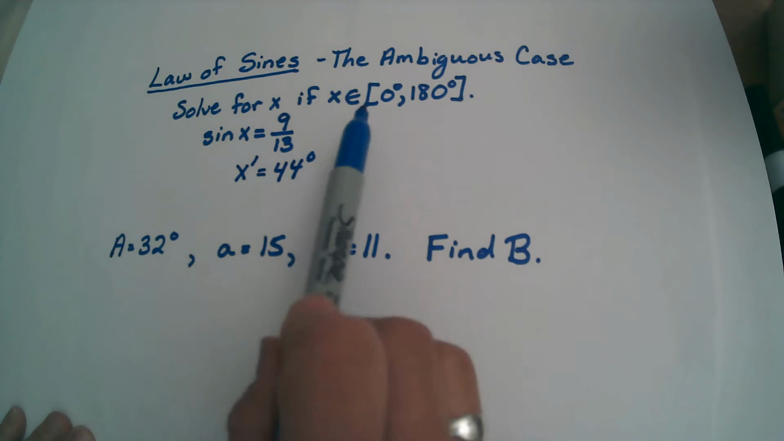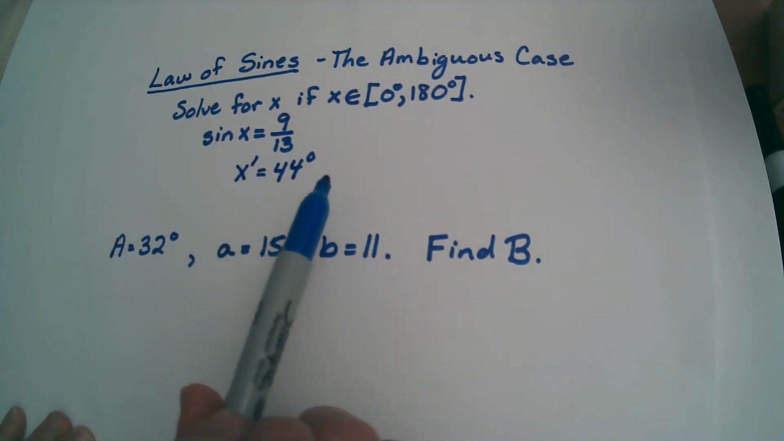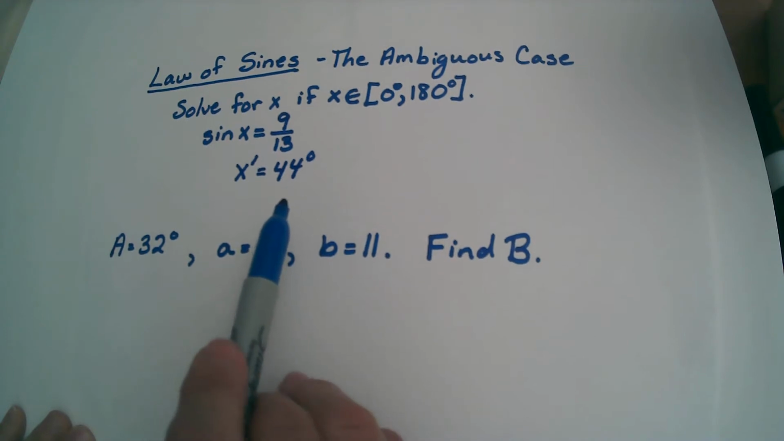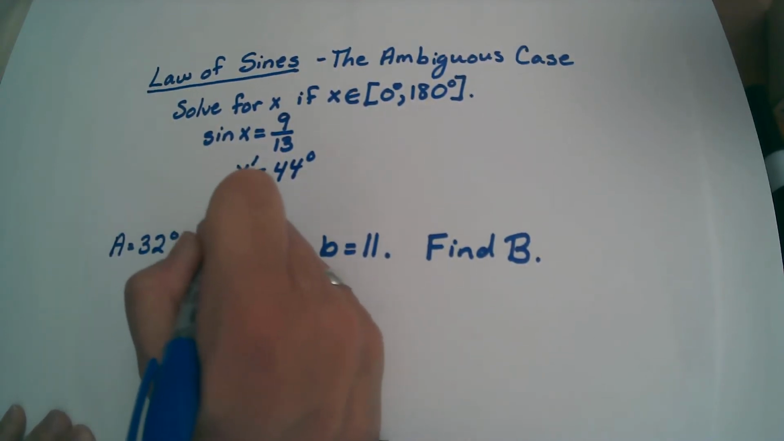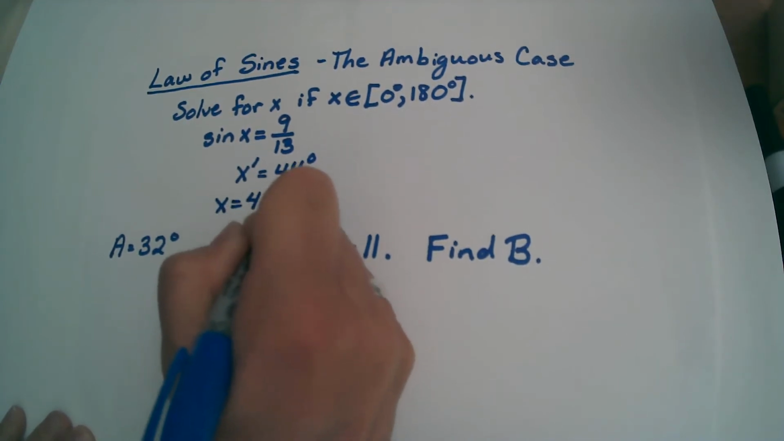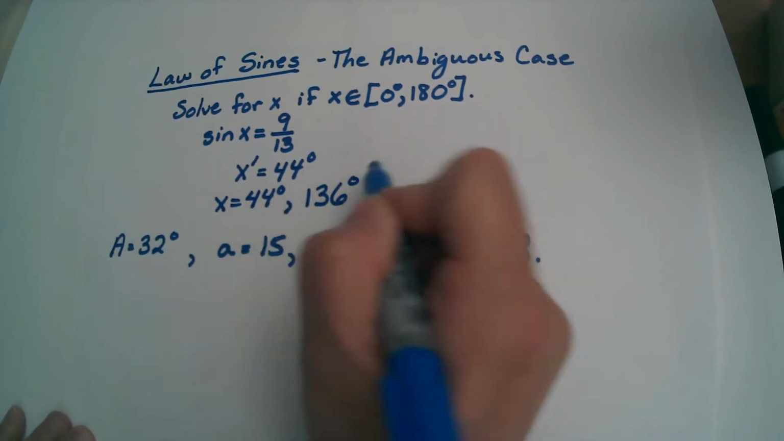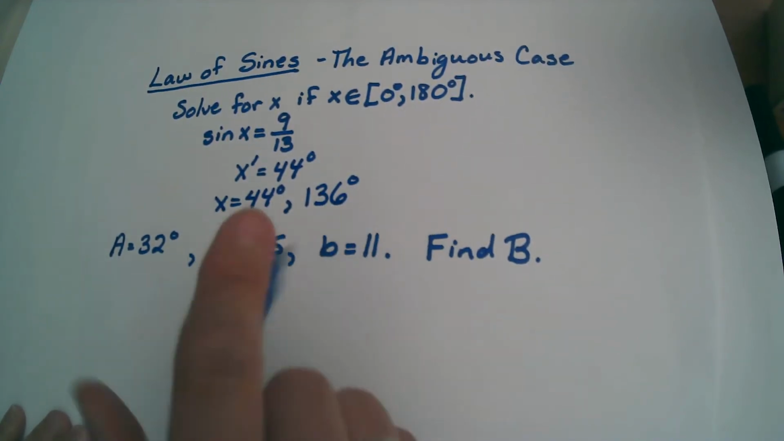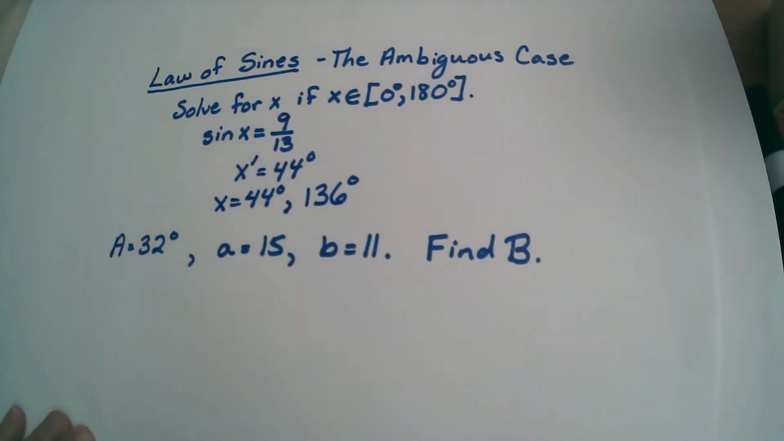But between 0 and 180 degrees, we're going to have two solutions because the sine is positive in the first and second quadrants. So we know that x could equal 44 degrees, or it could also equal 136 degrees. Both of those solutions are in the interval 0 degrees to 180 degrees.